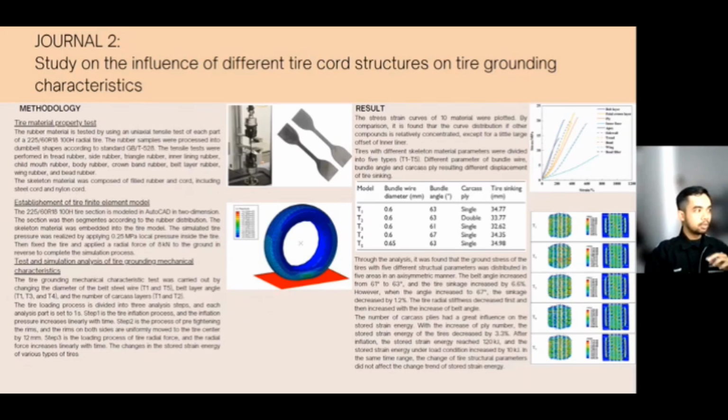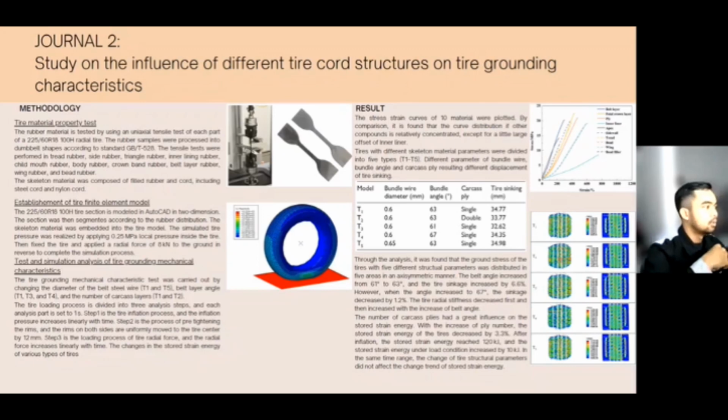From that material property test, they were able to construct a graph of the stress over strain, and strain curves of the tire material were plotted. By comparison, it is found that the curve distribution of the other compounds is relatively concentrated, except for the little large offset of the inner liner. The tires with different skeletal material parameters were divided into 5 types, T1 until T5. Different parameters of bundle wire, bundle angle, and carcass ply result in different displacement of tire sinking.